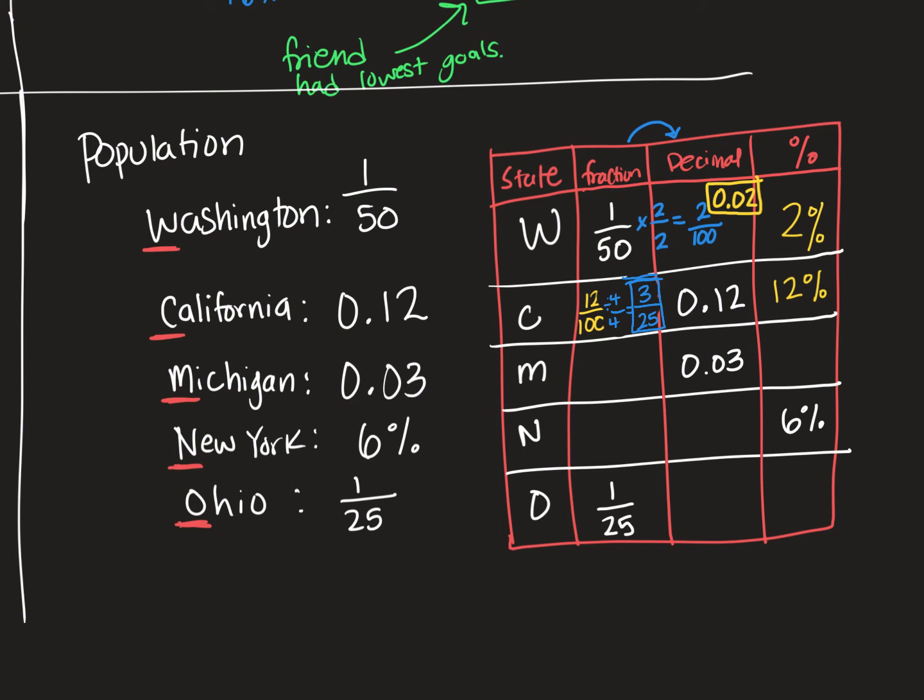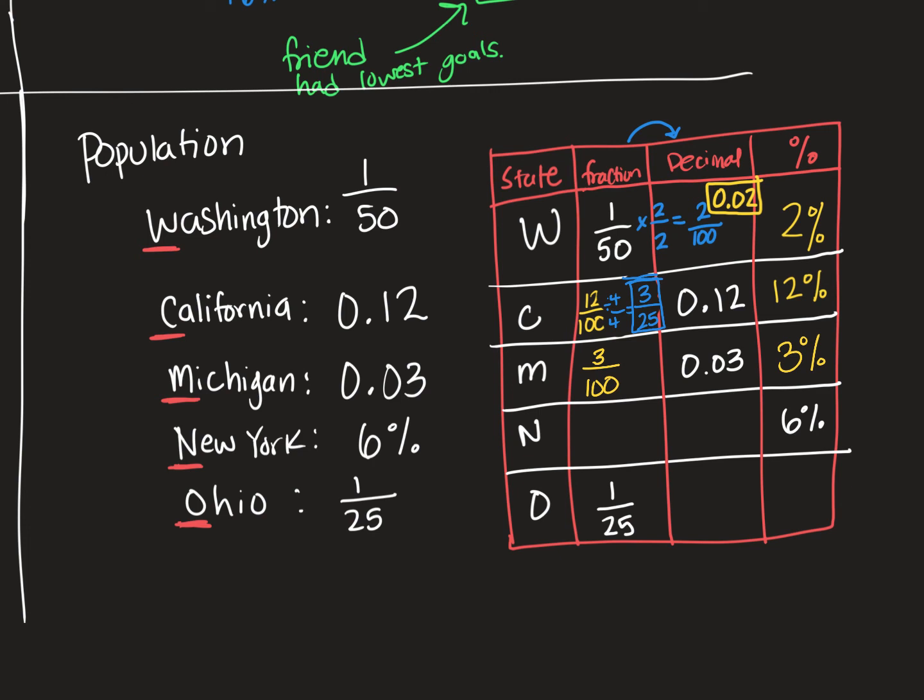All right. Now, how do I write Michigan's population? They gave me Michigan's population as a decimal, 3 hundredths. How do I write 3 hundredths as a percentage? One of you indicated in the chat that that's 3%. You are correct. Written as a fraction, that's 3 hundredths, and I can't simplify that any further.